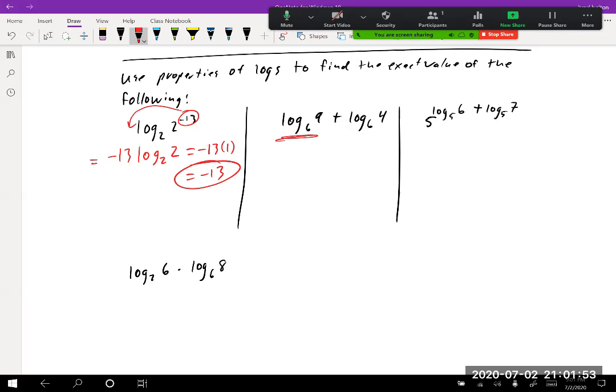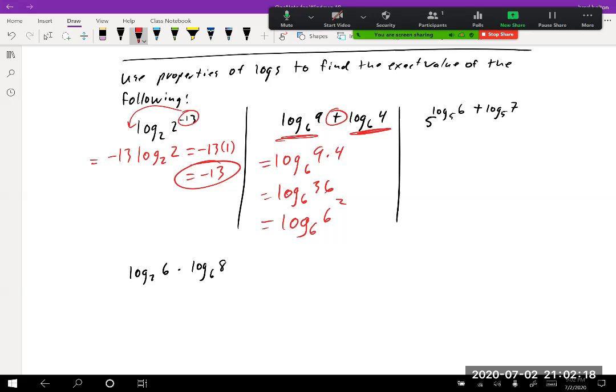Now this is two logs that have the same base, and I'm adding. So I'm going to say that this is going to equal log base 6 of 9 times 4. Well, that will be log base 6 of 36. Now you could stop there, but you'd get marked wrong because you didn't simplify. Okay, we can make it even better. This is actually log base 6 of 6 squared.